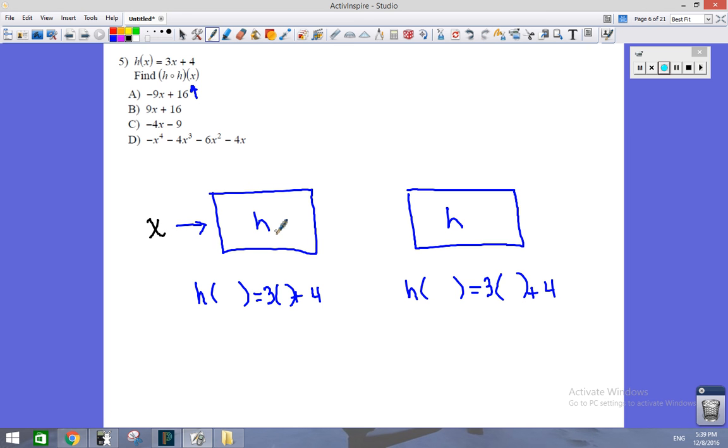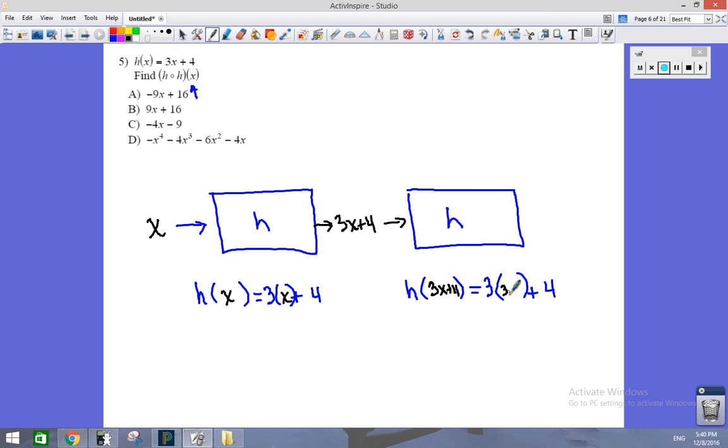If I input x into this function h, what's going to come out is 3x plus 4. That's the output of h. That's what this says right here. But what if we input 3x plus 4 into h? Well, this time the input is 3x plus 4. H always multiplies by 3 and then adds 4.